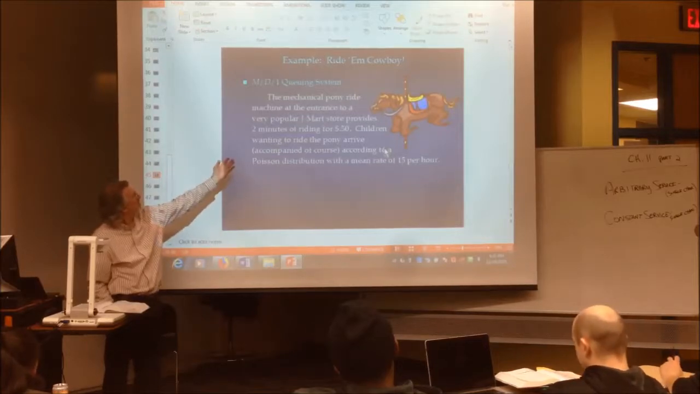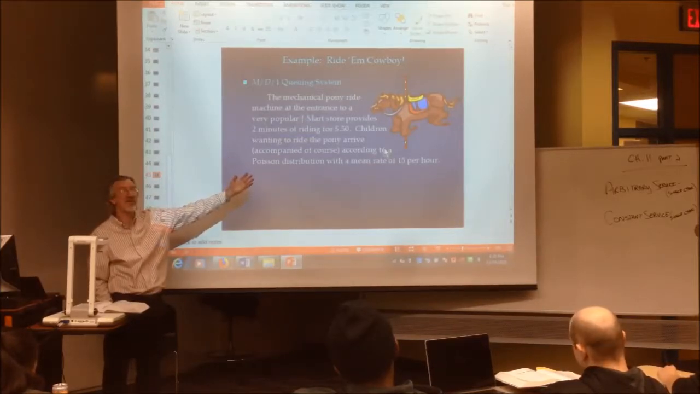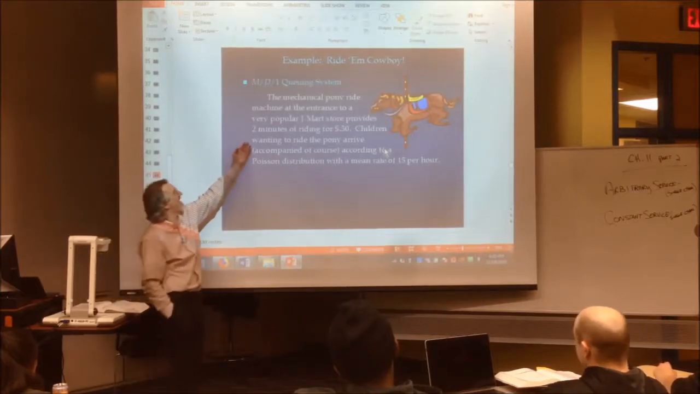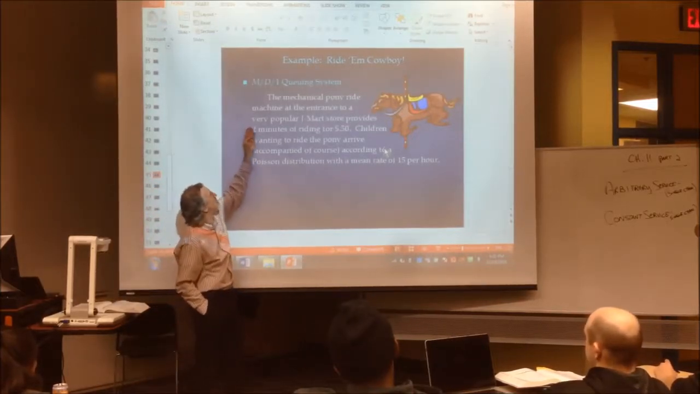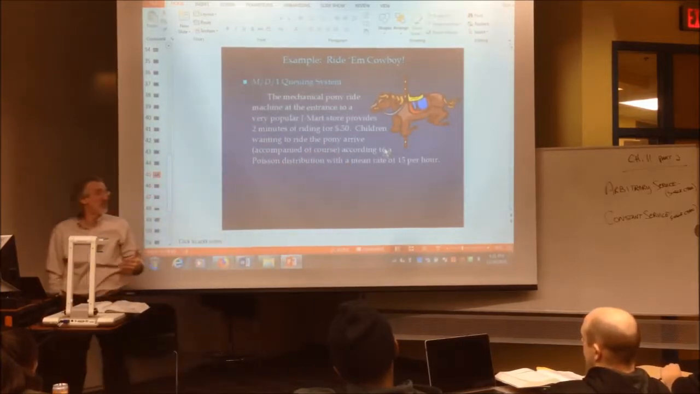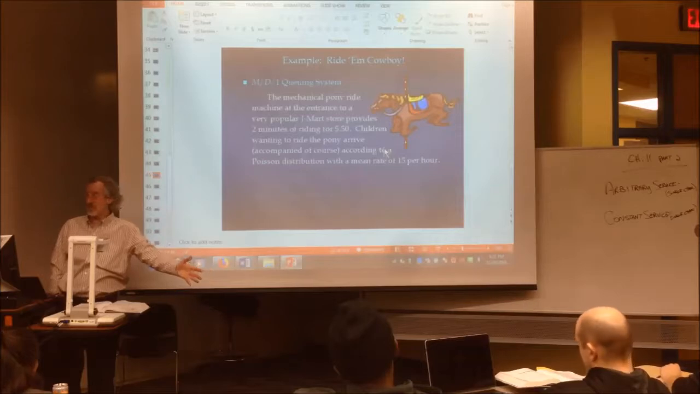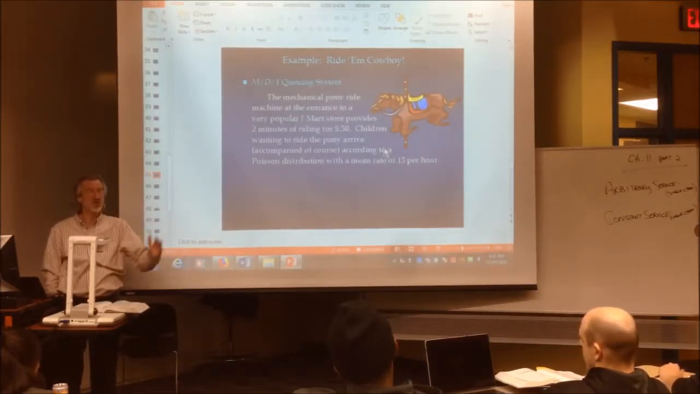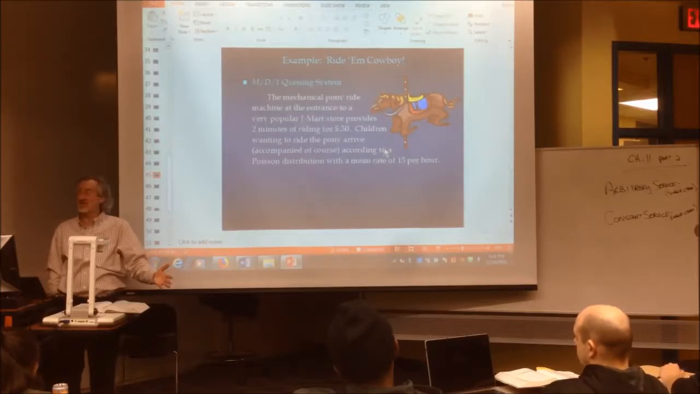Mechanical pony at the front of J-Mart provides a 2-minute ride for 50 cents. Now, if I were giving this on a quiz, I might add the word, gives exactly a 2-minute ride for 50 cents. What I'm trying to emphasize is that it will be 2 minutes for anybody who puts 50 cents in it, period. It does not stray from 2 minutes. That's how you recognize constant service.